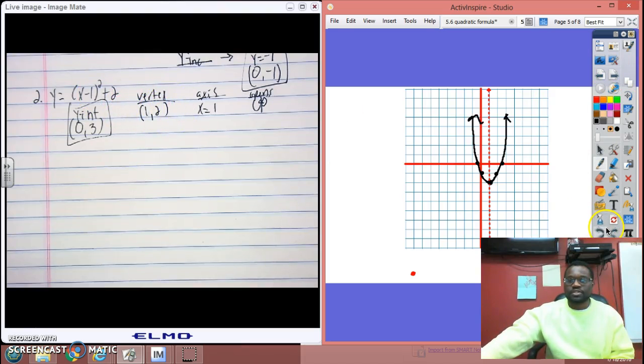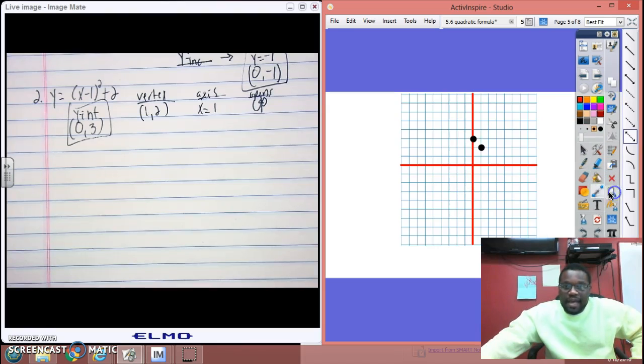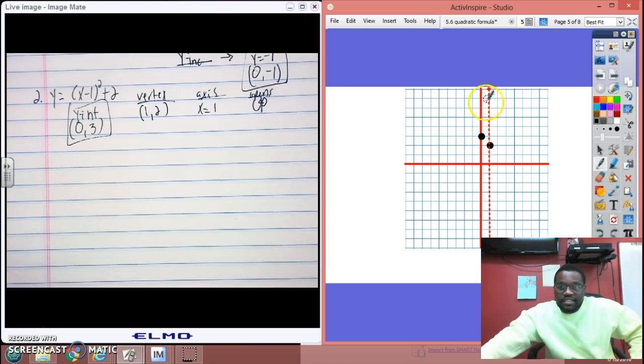If we go back to our little picture here and kind of restart, we can say that our vertex is 1, 2. So I go over 1 and I go up 2. That's my vertex right there. My y-intercept is 0, up 3. Boom. My axis of symmetry is x equals 1, which is just a coincidence that it's the same thing as before. Don't be thinking it's always going to be 1. And so again, since that's symmetrical, I can do that. Boom.